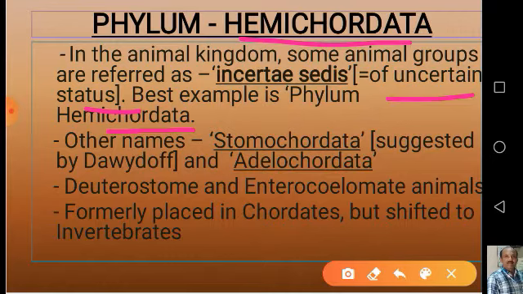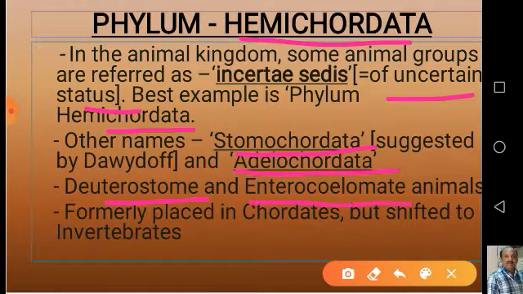Let us see. Its other names are Stomochordata and Hemichordata. The name Stomochordata was suggested by Davidoff, and Adilochordata also. Then these hemichordates are deuterostomes, that means the blastopore becomes the anus, and they are enterocoelomates.